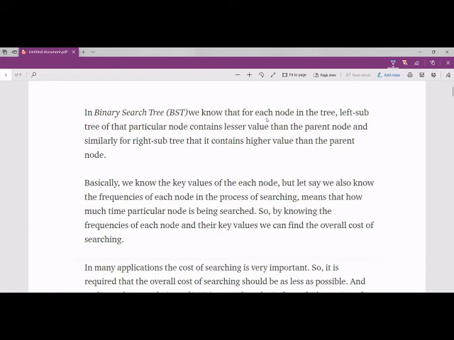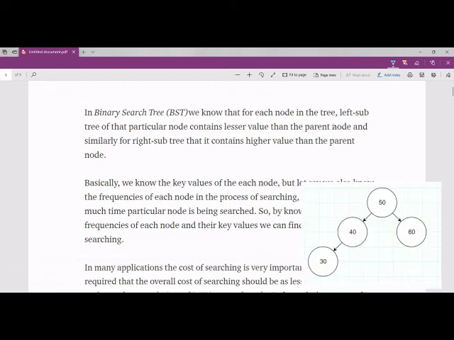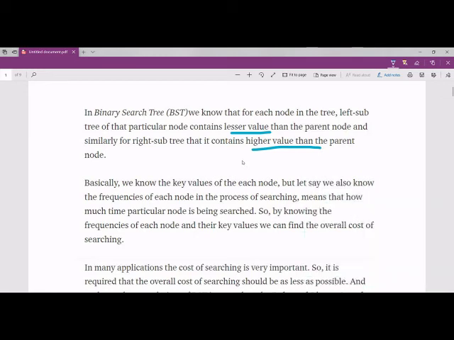We know that, let's say there is one root node in the tree, all the left subtrees of that particular node contain lesser values than the parent node, which in our case is the root node, and similarly the right subtree contains higher values than the root node, or say parent node. So basically in the binary search tree, if there is a particular node and it has a left subtree and a right subtree, then all nodes in the left subtree have key values lesser than the parent node, and all the nodes in the right subtree have higher values than the parent node's key.